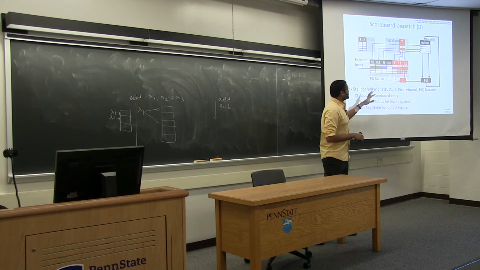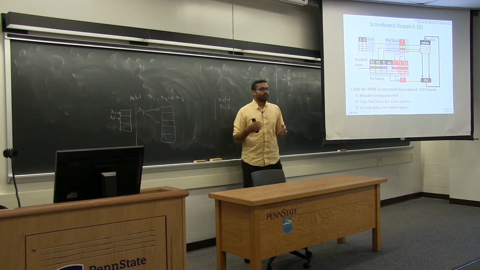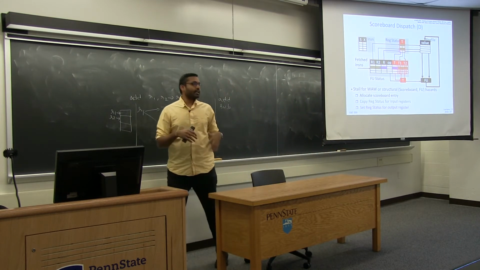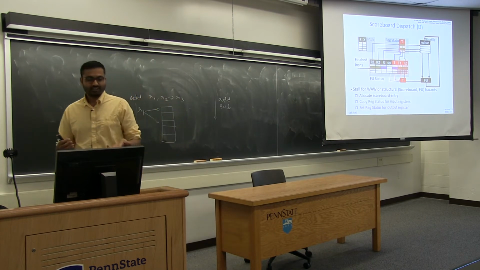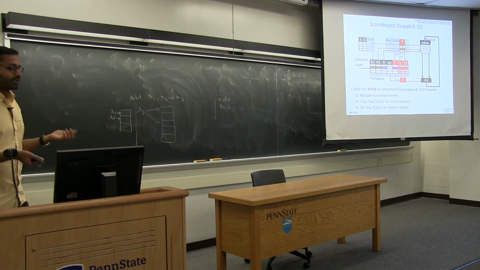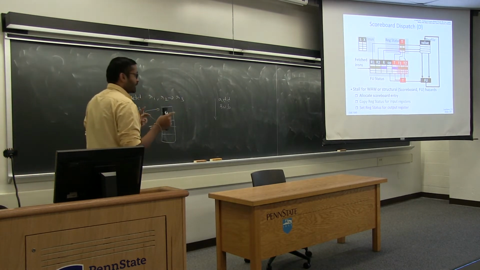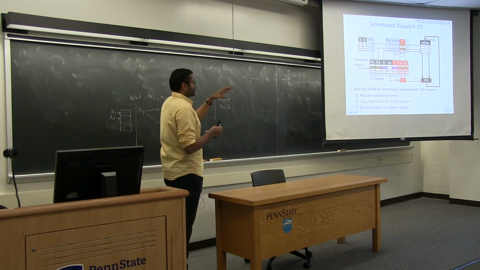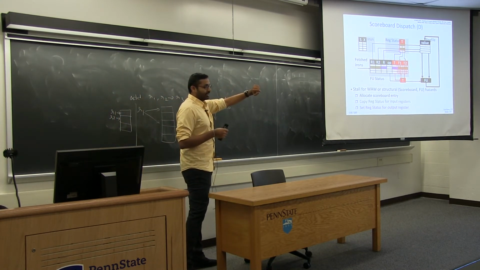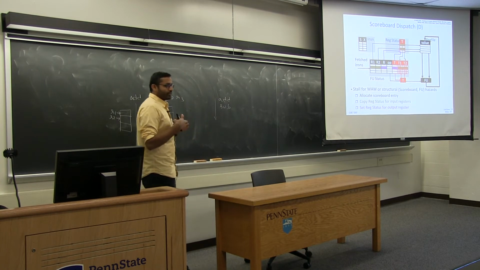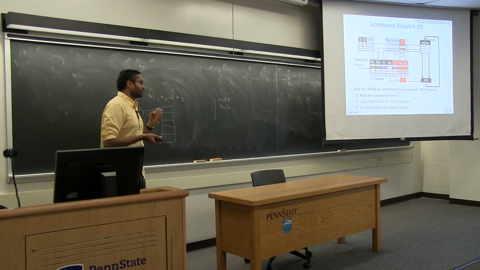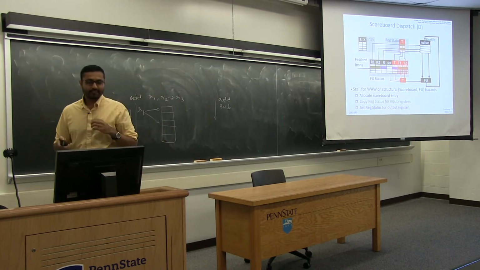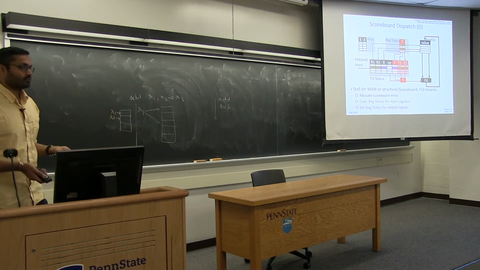And then once we get the functional unit and we are ready to go ahead and issue this instruction, we copy the register status for the input registers into the status table here, so that we know where to get the values from, right? And then finally we set the register status for the output register, right?